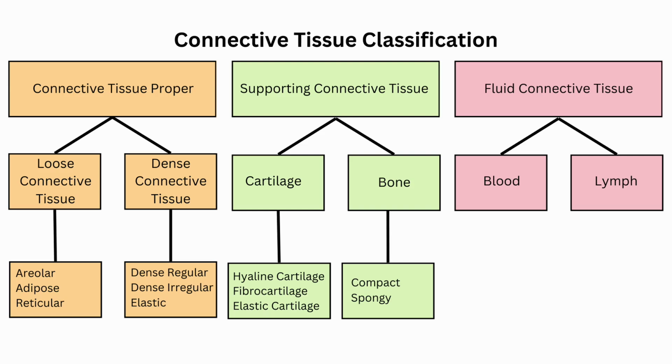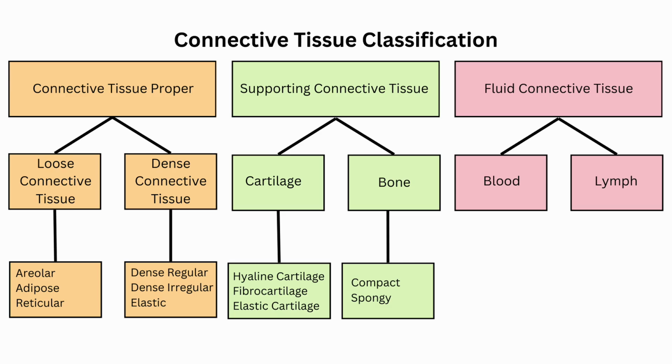And this is just an overview of everything that's included in connective tissue. So we have 3 major classifications, if you will. We have connective tissue proper, which is going to include both loose connective tissue and dense connective tissue. And we'll talk about the types of those. And then we have supporting connective tissue. And this is going to be cartilage and bone. And then we have fluid connective tissue, which includes blood and lymph.